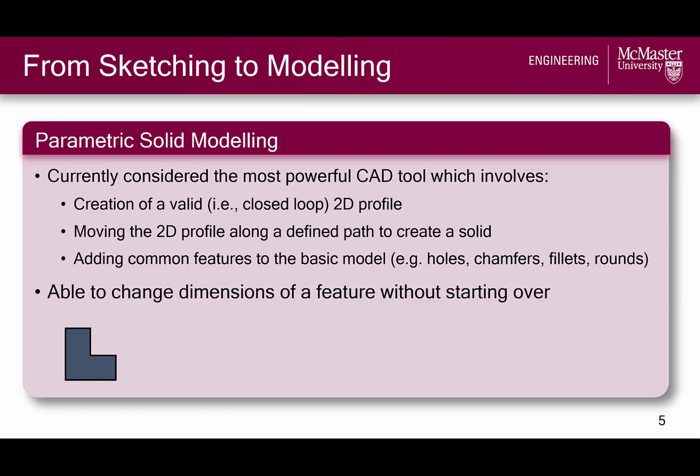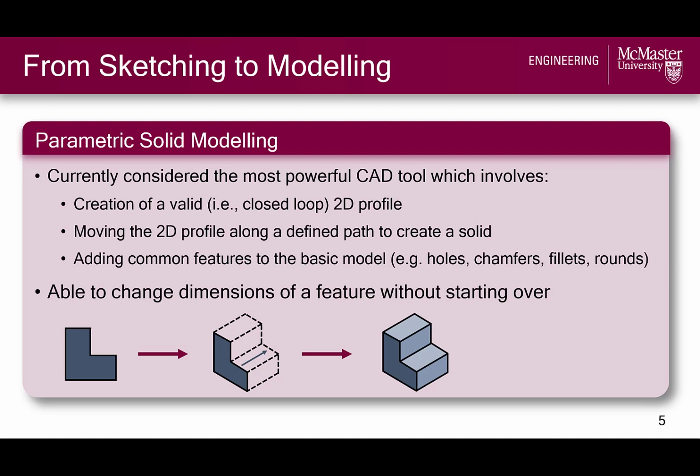with your assignment. So let's begin by going over the general scheme of parametric solid modeling, which is currently considered the most powerful computer-aided design or CAD tool. The first step in parametric solid modeling is the creation of a valid 2D profile. To be a valid profile, this must be a closed profile, like the L-shaped one at the bottom of the slide. The next step is to then move the profile along some defined path to create a solid, and here we move the L profile along a straight line normal to the profile, which is called an extrusion, and this generates a 3D base model.